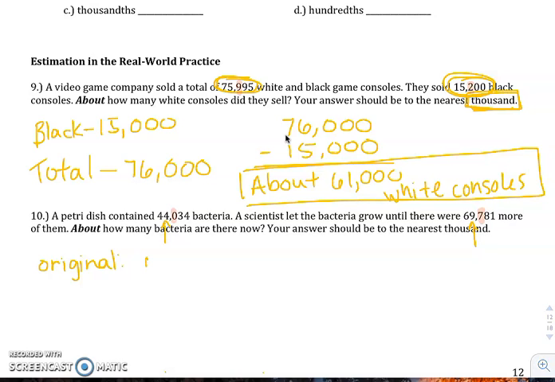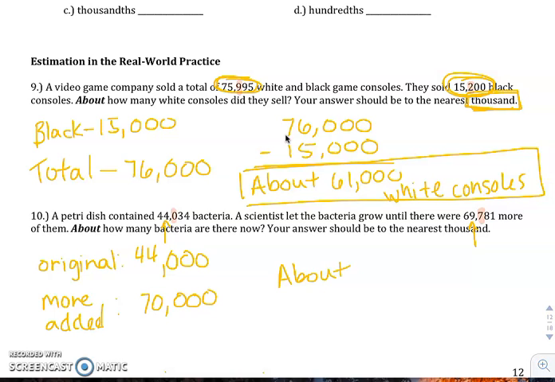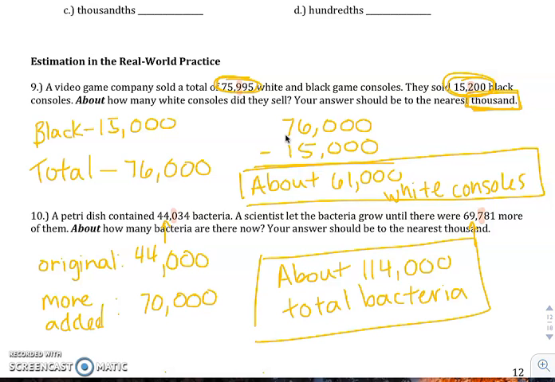So the original amount was 44,000. And then how many grew after that? 69,781 more. So that's about, if we're rounding, 70,000. So the more that were added, we're going to round 69 up to 70,000. So if you add them up, 70 plus 44 gives you 114,000 total in that petri dish after letting the initial amount grow.